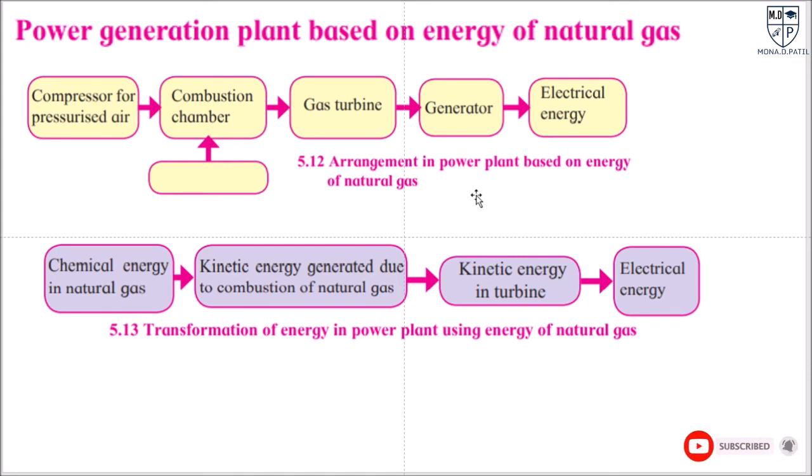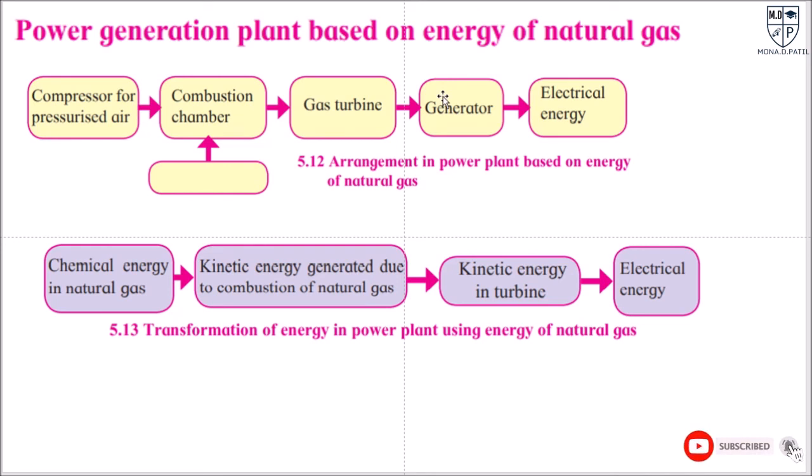There are three main sections in this type. Pressurized air is introduced into the combustion chamber using the compressor. In the combustion chamber, the natural gas burns in the presence of air, and the gas at very high temperature and pressure generated in this chamber runs the turbines. The turbines then drive the generator to produce electricity, and the step by step transformation is shown here.